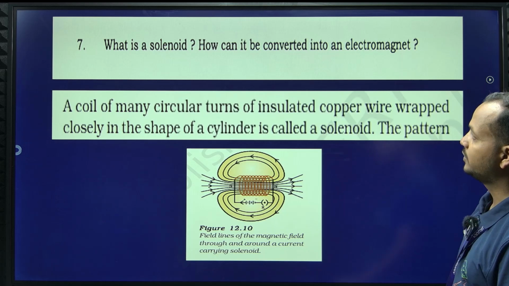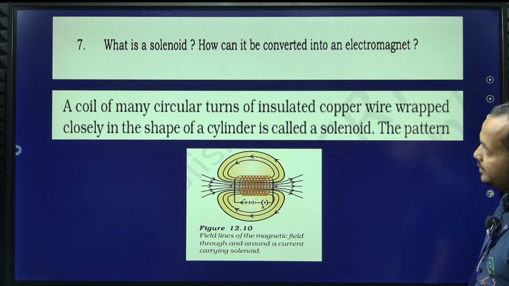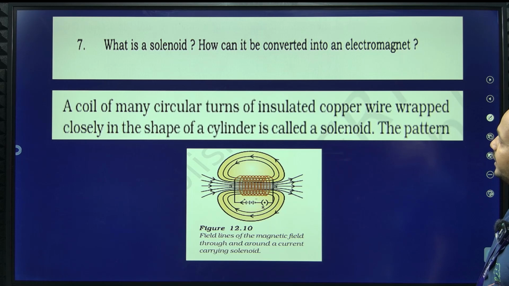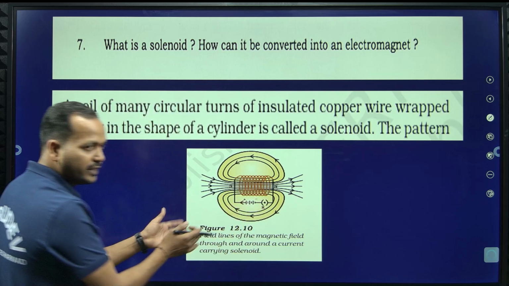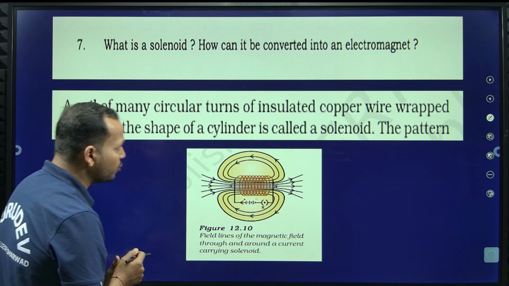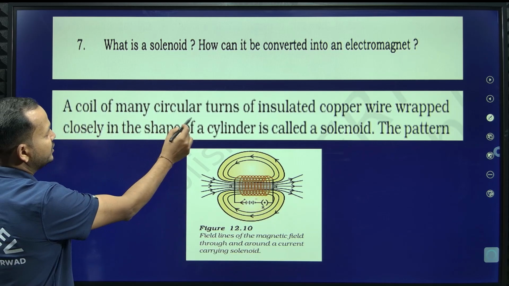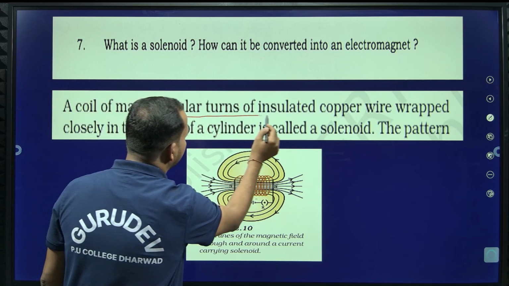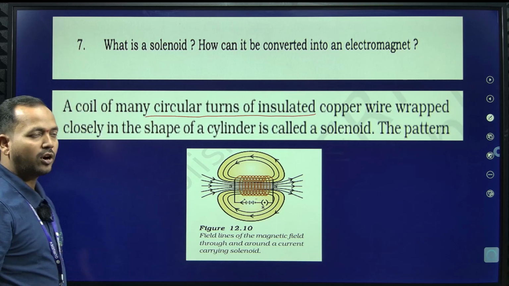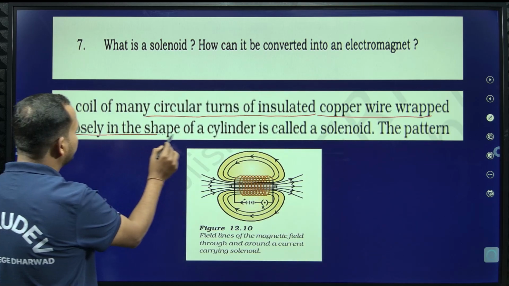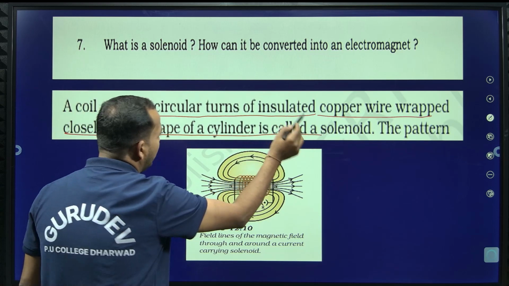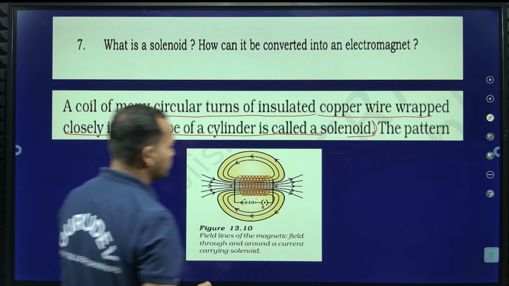Okay, the 7th one: what is a solenoid and how can it be converted into an electromagnet? Here in the diagram you can see the solenoid. What is a solenoid? A coil of many circular turns of insulated copper wire wrapped closely into the shape of a cylinder is called a solenoid, which you can see here.